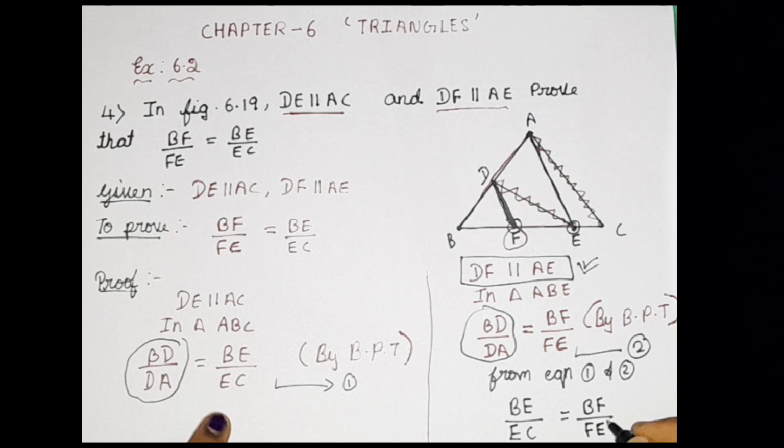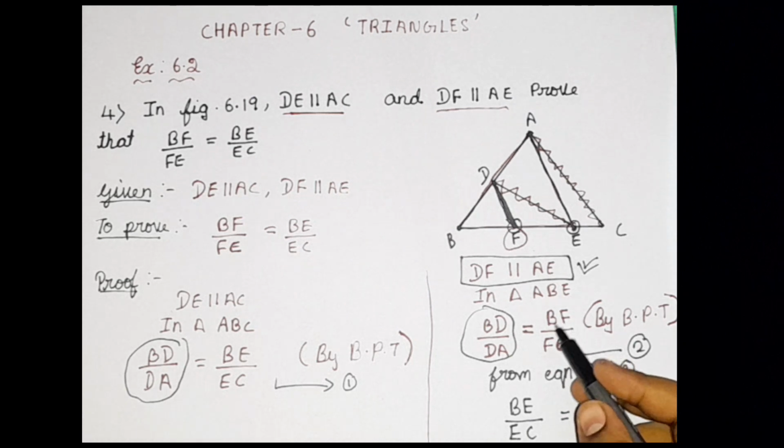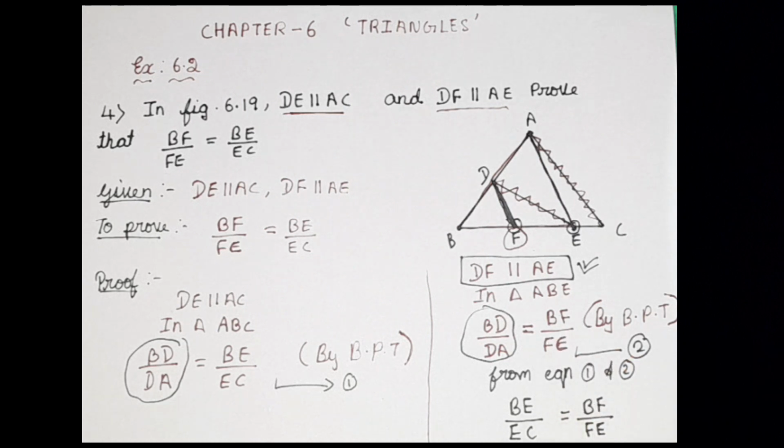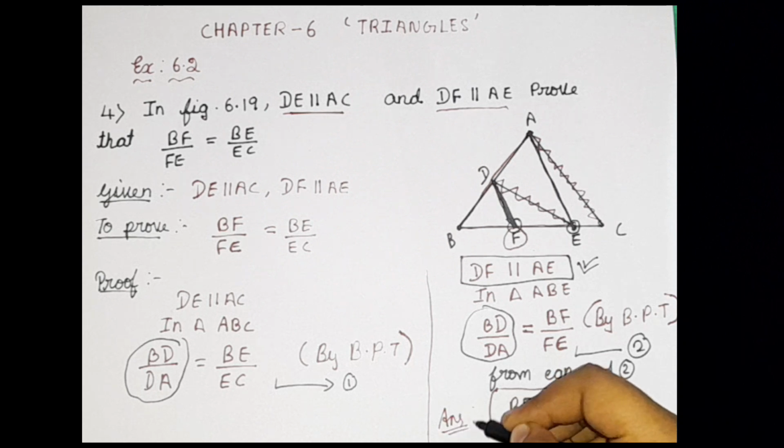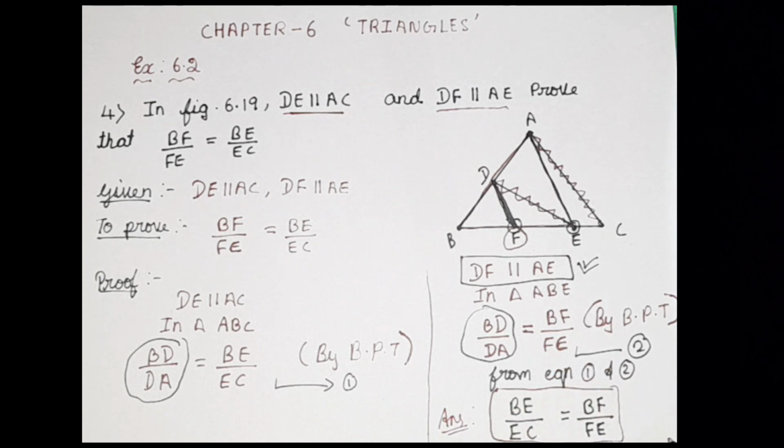Where is this BF by FE? It is right over here. I just ignored this one, so I just took this and wrote it. Let me mark it with red color. So this is the final answer. Why? Because we just proved it. After proving, we have to write it, guys. So you can just write hence proved.